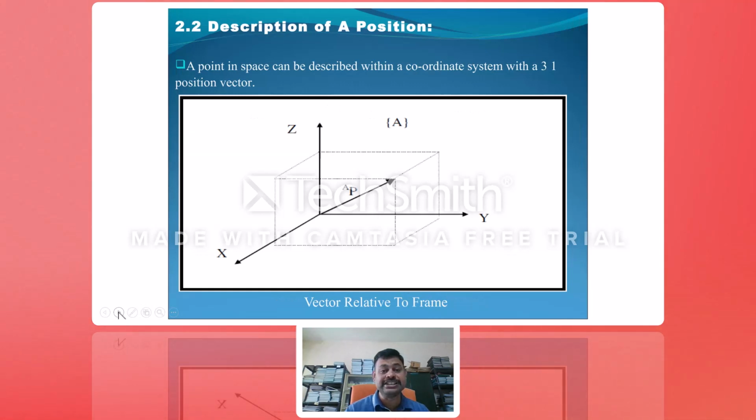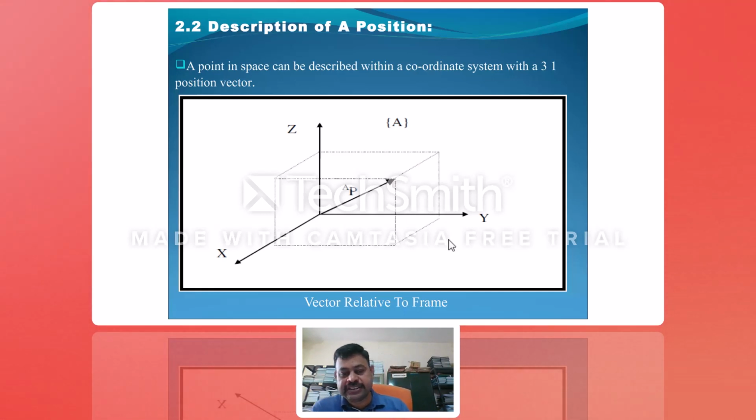Next, I am coming to the description of position. This is one of the syllabus topics here. A point in space can be described with the coordinate system. Coordinate system means x, y, z. For example, if you want to locate a position, what is required in space?